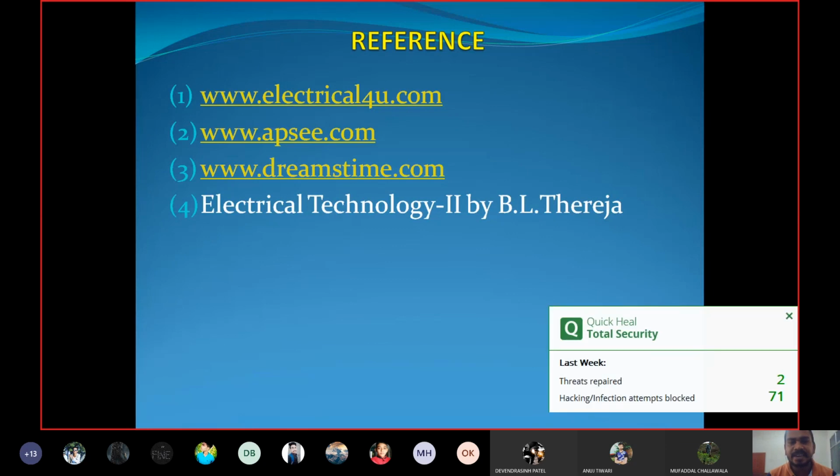The starting methods of the synchronous motor will be discussed later on.